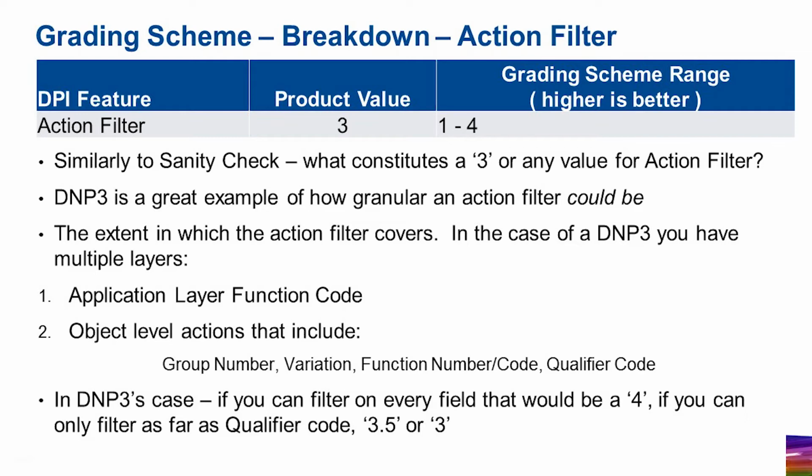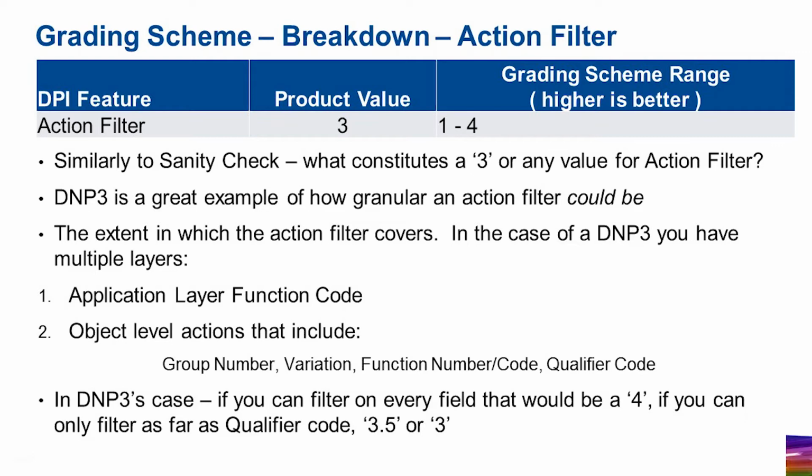I'm going to drop these specific function codes, type codes, depending on the term for the protocol. I think DNP3 is a great example for this, because there are so many different things you can filter on. It has the data link layer, transport layer, application layer. The application layer has function codes, like select, direct, operate, that kind of stuff. And embedded in the object level, or the DNP3 objects, you have group number, variation, function code, qualifier code.